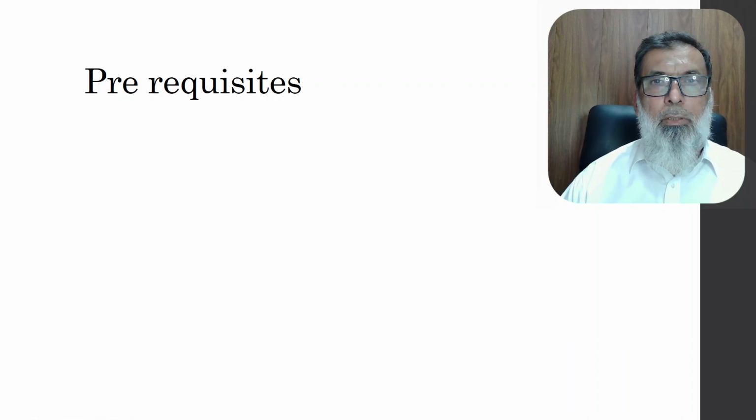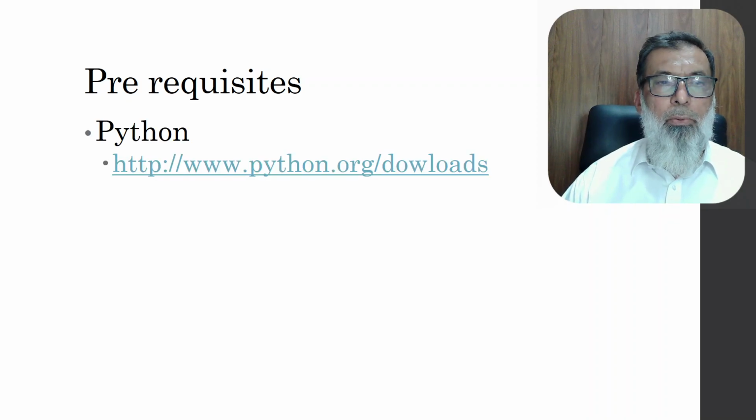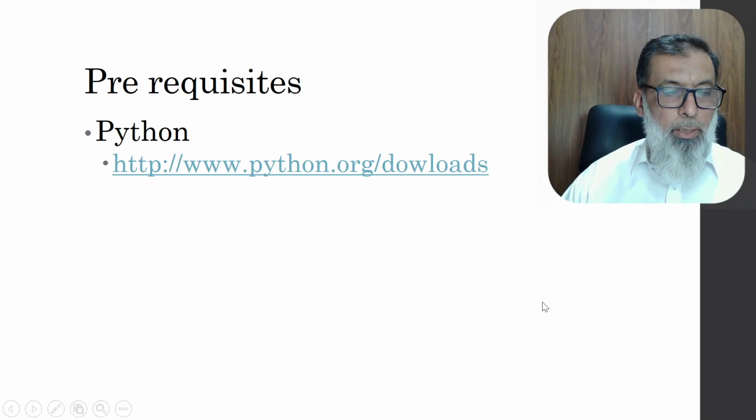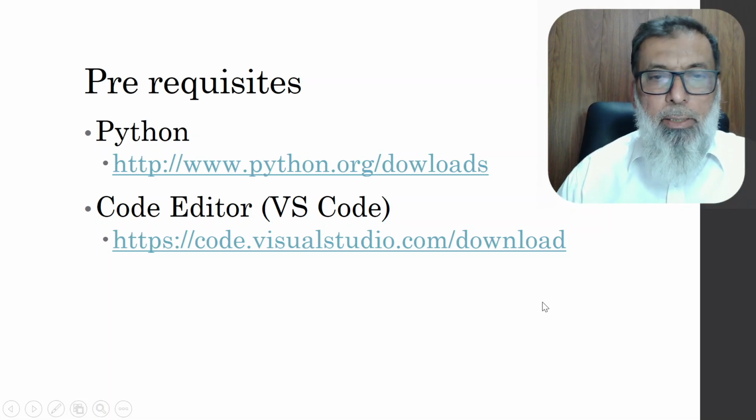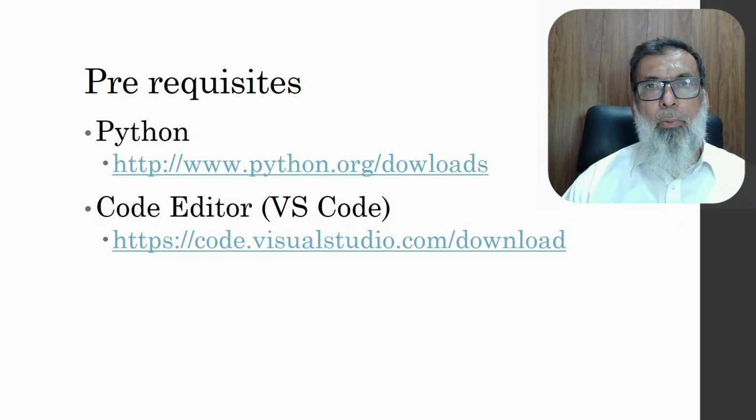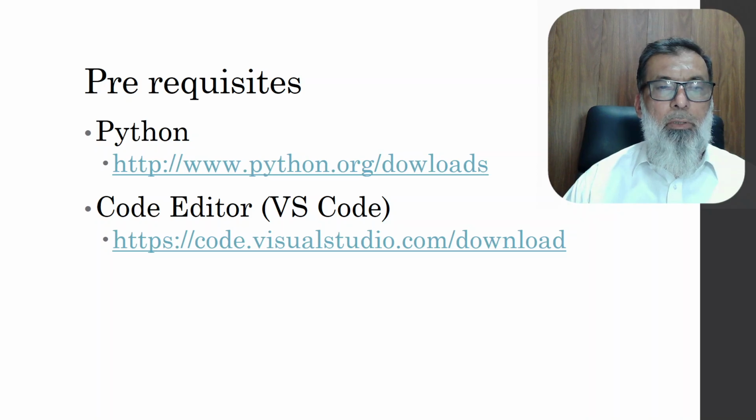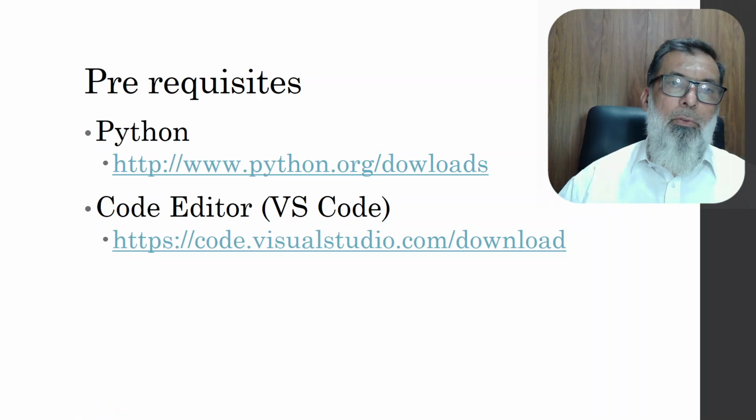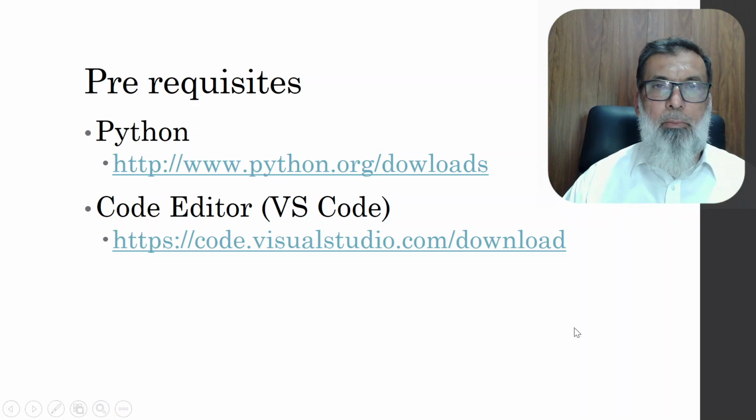Now the prerequisites for writing Django apps: of course the first one is the Python interpreter that you can download from python.org/downloads. And for writing any application, you need a code editor. There are many code editors available. For the time being, I'm using Visual Studio Code. I'm using VS Code for the last 4 to 5 years. I'm very comfortable with it. But if you are comfortable with any other code editor, you can switch to that.